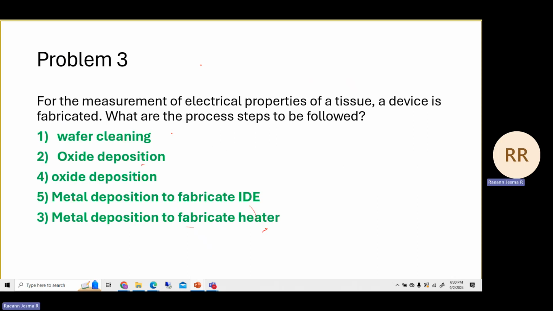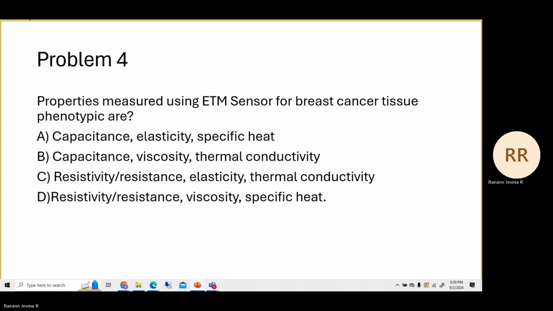So now let's move on to problem 4. Properties measured using an ETM sensor for breast cancer tissue phenotypic are: So ETM is electrical, thermal, and mechanical. Okay. So this is a MEMS sensor which is used to characterize the breast cancer tissue in order to determine whether a person is having breast cancer or not.